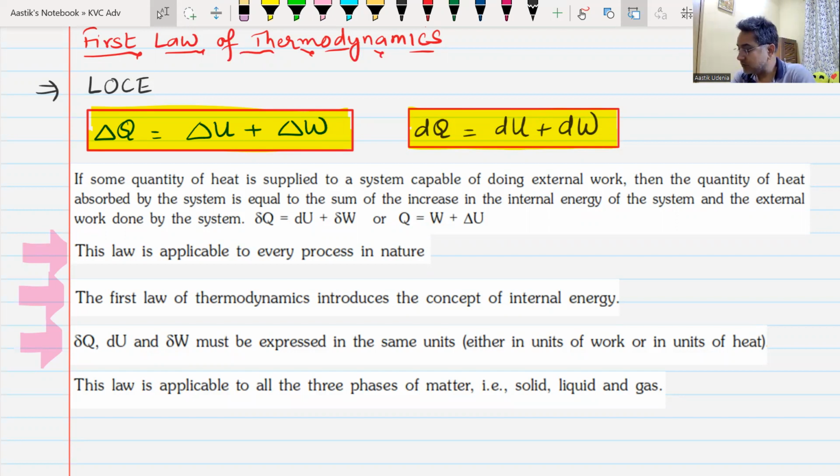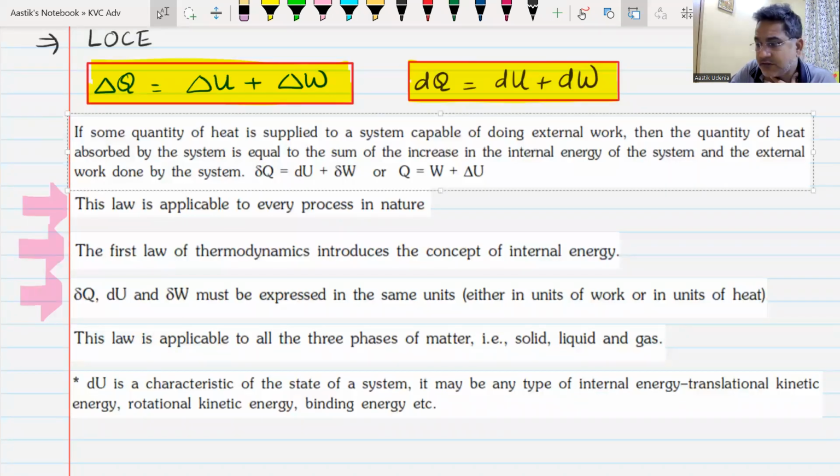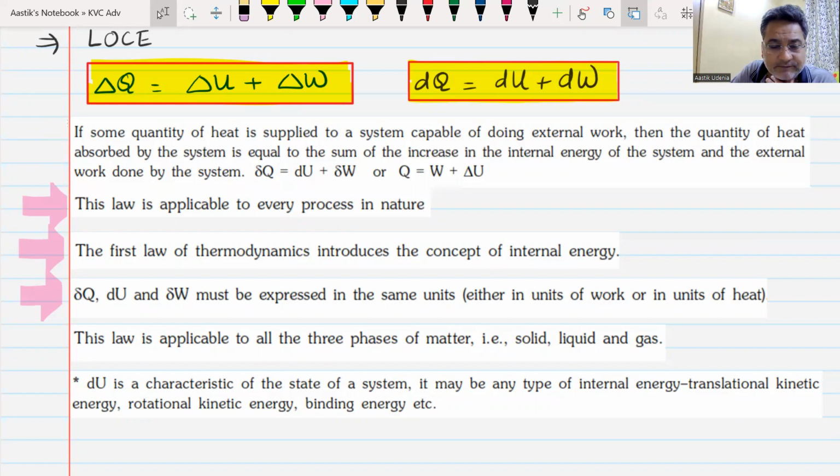about the first law of thermodynamics. I'll give you 2 minutes to note it down.